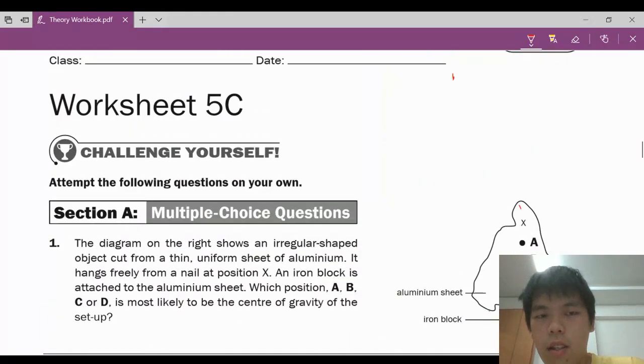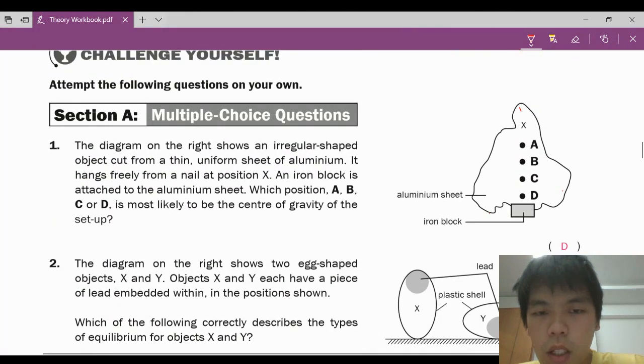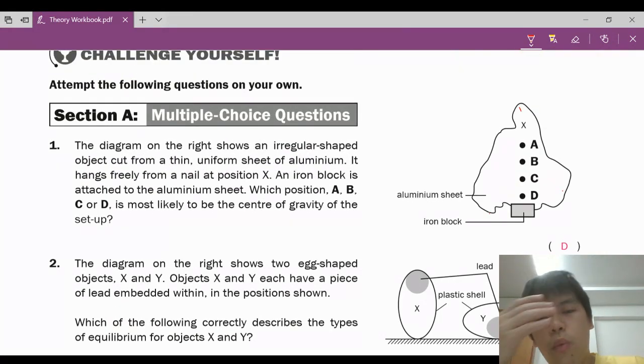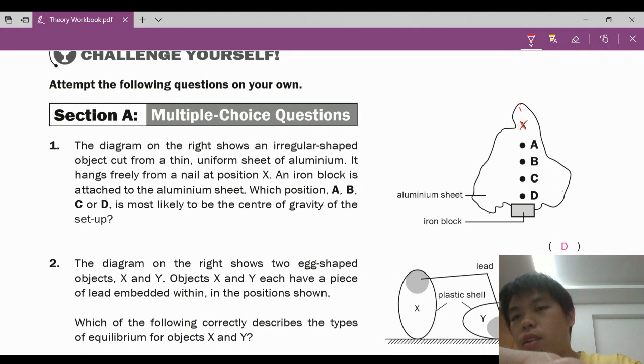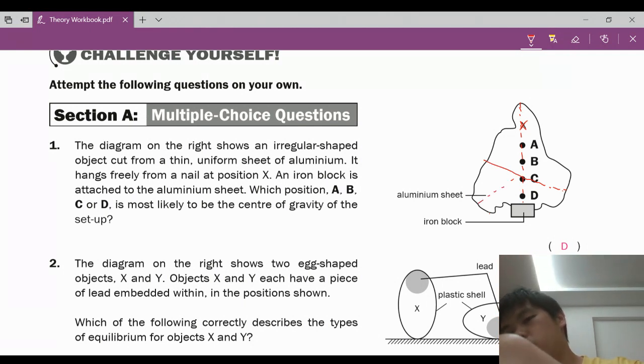Okay, so let's take a look at question 1. Question 1 wants you to find where is the likely place for the center of gravity of the setup. So we have it hung freely from point X. In this case, if I take the corner, I draw a dotted line. If I take the edge, it is something like a triangle. Okay, so the center of gravity should be around C.